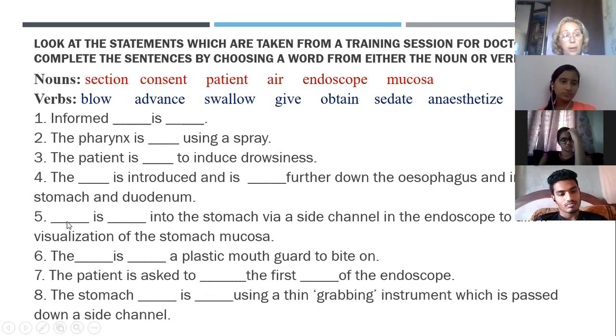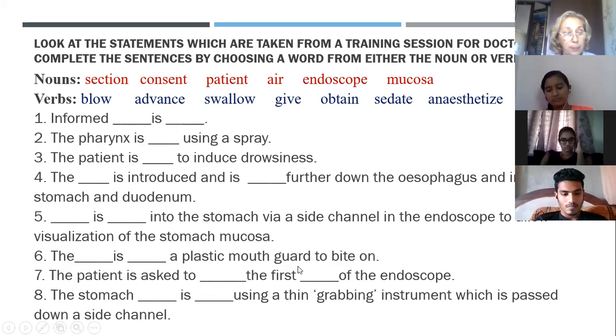Okay, great. Well, the next is for Manish. Manish, please. Air is blown into the stomach via a side channel of the endoscope to allow visualization of the stomach. Air is blown, right. So the next is for Pradeep. The patient is given a plastic mouth guard to bite on. Plastic is given. Exactly. Patient is given.